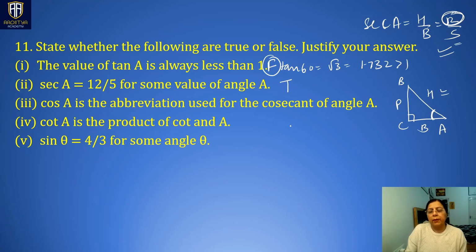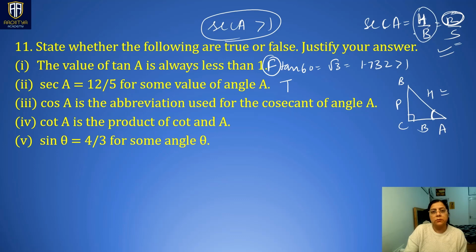Or in rough manner, we can say that secant of A is always greater than 1. Because in that case, for secant, we get hypotenuse in the numerator, and hypotenuse is the longest side. So this ratio has always to be greater than 1. So this is true. Next is cos A is the abbreviation used for cosecant of angle A.